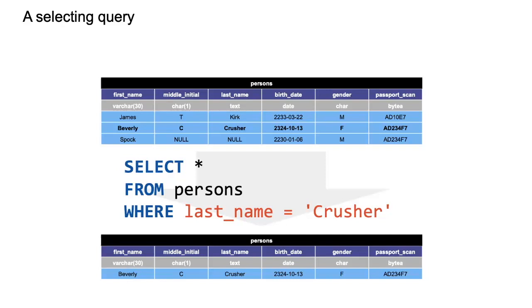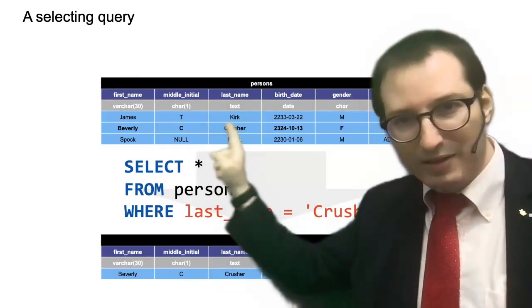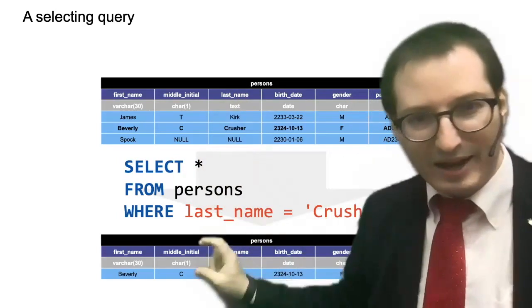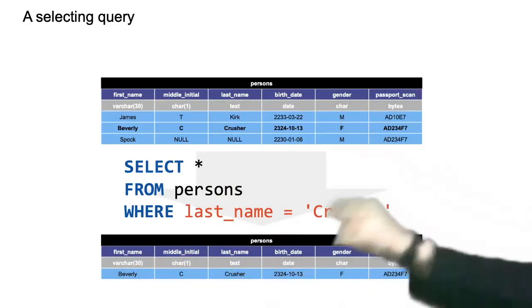So the select from where is the part that many people have heard of in SQL. Here, I am doing a selection. It means that I'm restricting to last name equals Crusher, and I only want to keep the rows where the last name is Crusher. These are Star Trek characters, right? If you look at the last name, only this one is actually Crusher. So you select and only keep that row right here, right? This is what this query does.